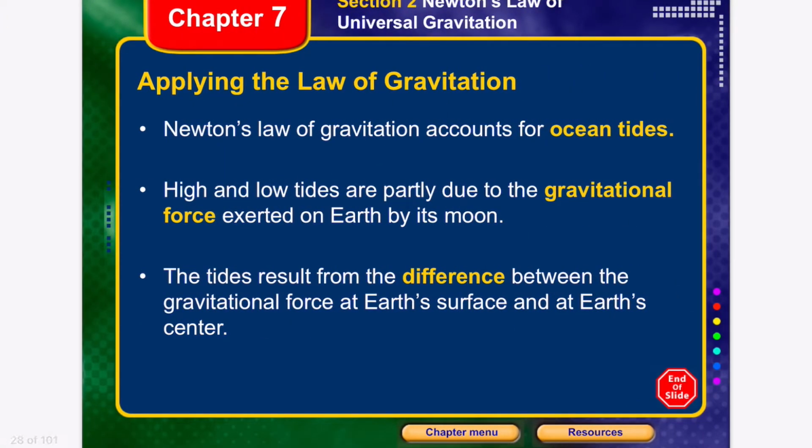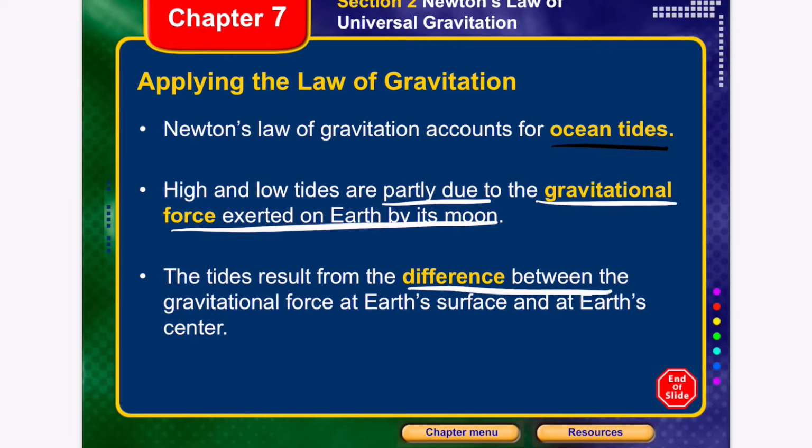Now, how do you apply the universal law? Most commonly, all natural phenomena generally account to the law of gravitation. For example, oceanic tides can be tied to Newton's law of gravitation. High and low tides are partly due to the gravitational force exerted on Earth by its moon. The tides result from the difference between the gravitational force at the Earth's surface and at the Earth's center. Because the distance is different, there is a change in the gravitational force, resulting in high and low tides. So without the moon there are no tides.